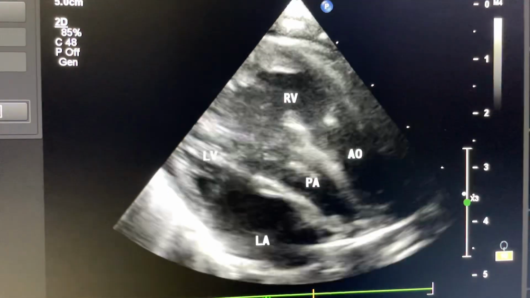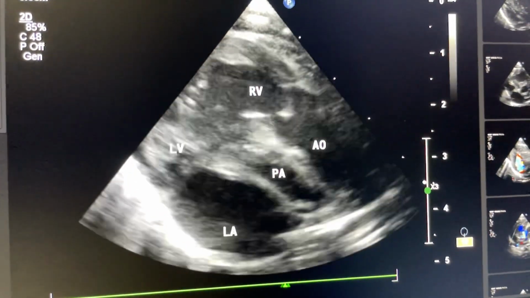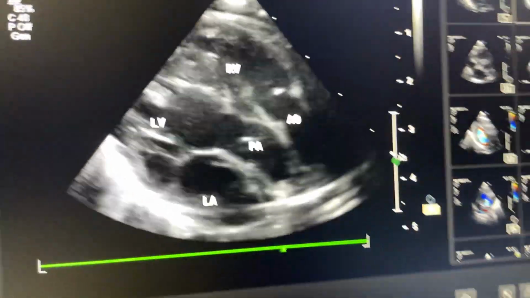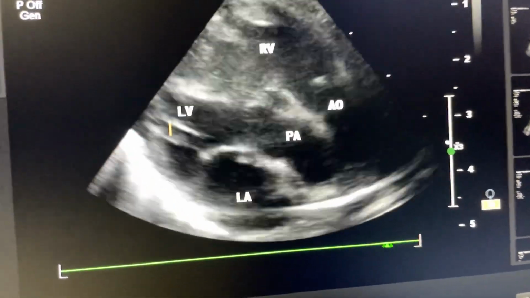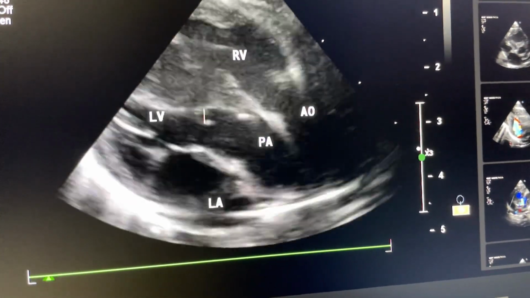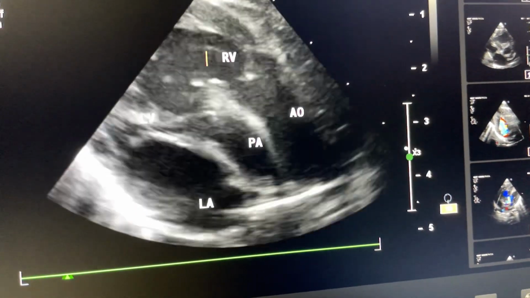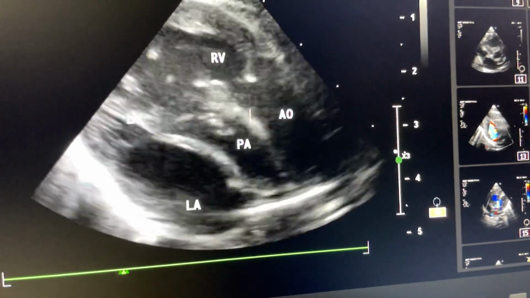This is the case of D-transposition of great arteries. In this image, this is parasternal long axis view. You can see the structure. This is left atrium, left ventricle, and then this is pulmonary artery from left ventricle. This is right ventricle, then aorta from right ventricle.